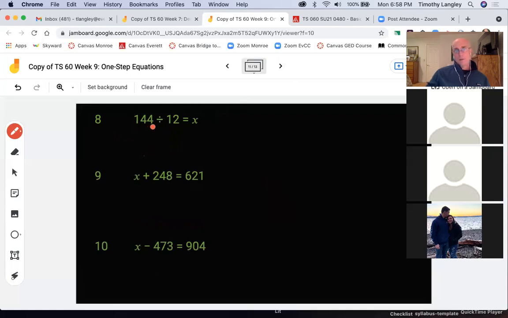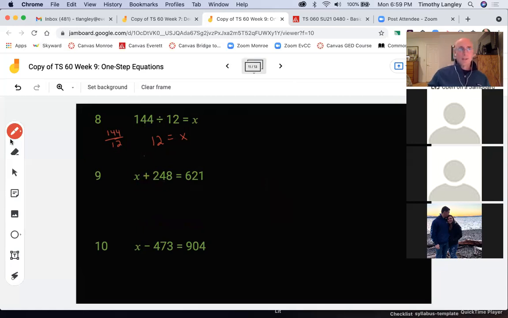Division problem here, 144 divided by 12 equals X, just so you know. You'll notice if I just do the math here, 12 goes into 144 12 times. 12 equals X, okay? It's the same as if I rewrote it as 144 over 12, and 12 goes into it 12 times. 12 times 12 is 144, I think, okay?